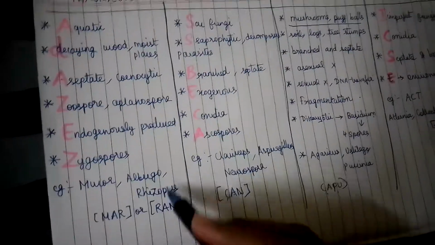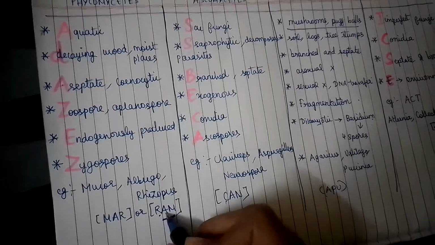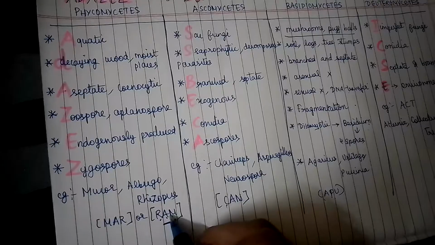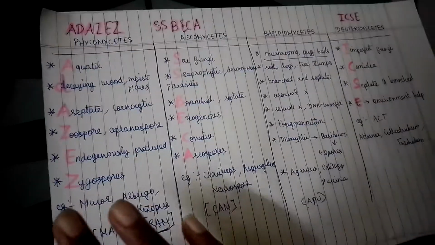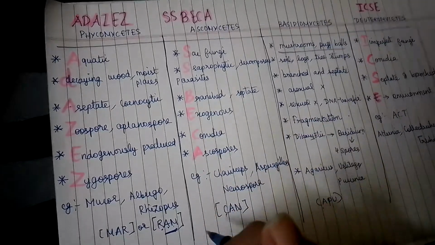If you come to the example part, remember RAM. RAM means rhizopus, albugo and mucor. RAM: rhizopus, albugo and mucor. Okay, so the phycomycetes part is done. All the information given in the NCERT book, all the points are here.